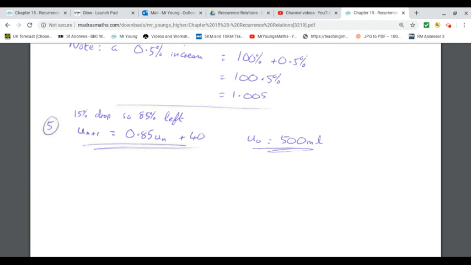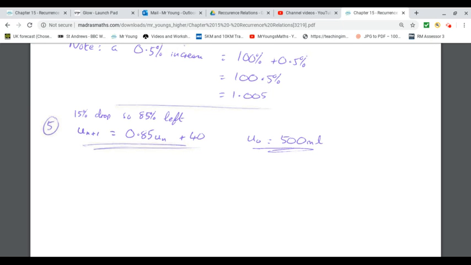Question 5. At a big game conservation park in Africa, an elephant needs treatment and is injected with 500 milliliters of anesthetic. So that'll be the initial amount, or U0. It is known that 15% of the anesthetic wears off every hour. Okay, so a 15% drop will leave us with 85%, or 0.85.